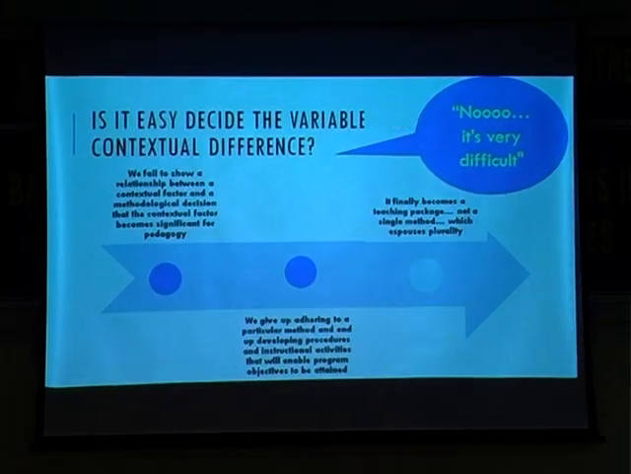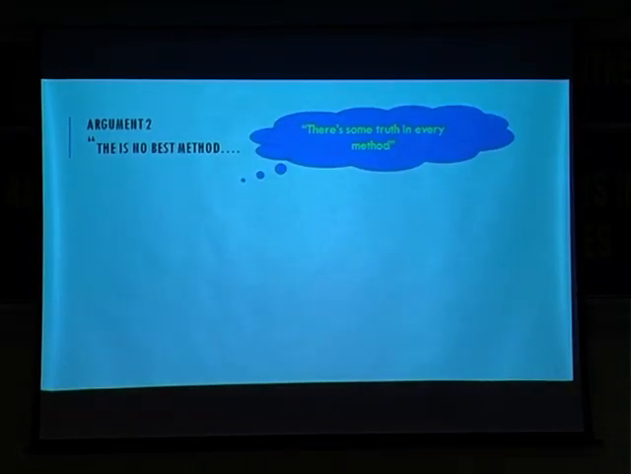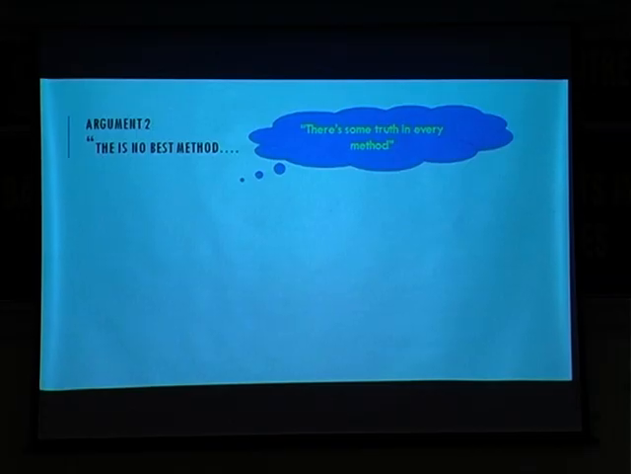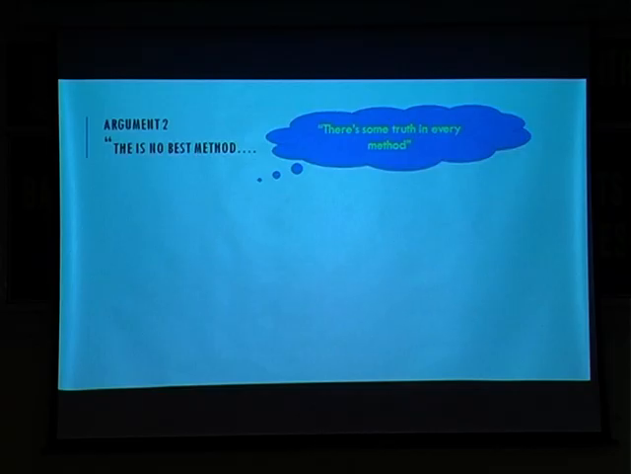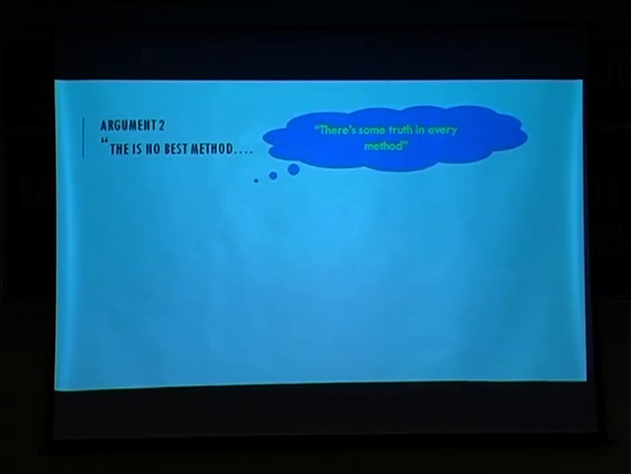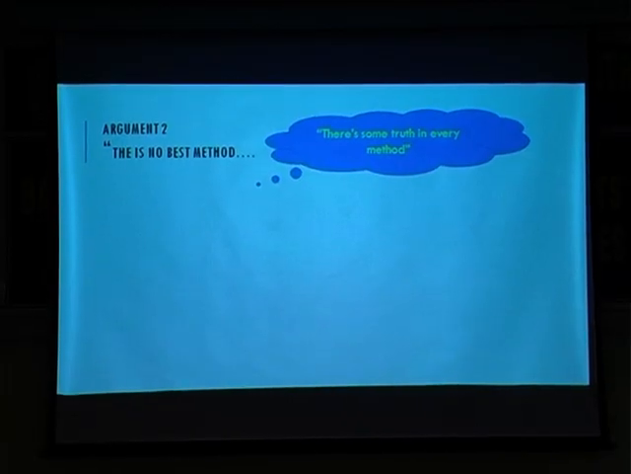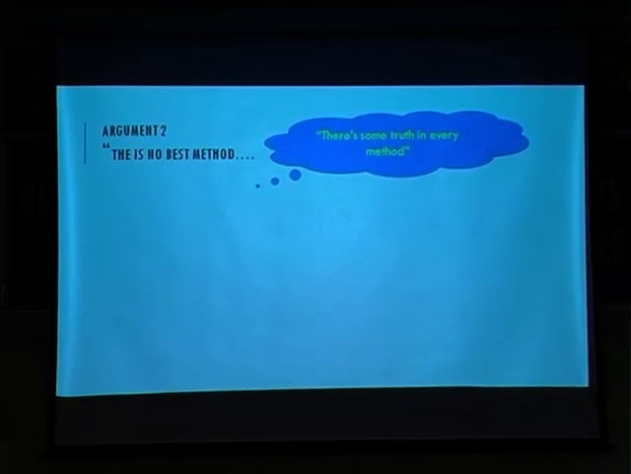So here, the second argument. When the first argument didn't give you any substantial result, we go to the second argument, which is there is no best method because there is some truth in every method. That means any method only contains partial truth, not the full truth. Any method also contains partial falsehood.